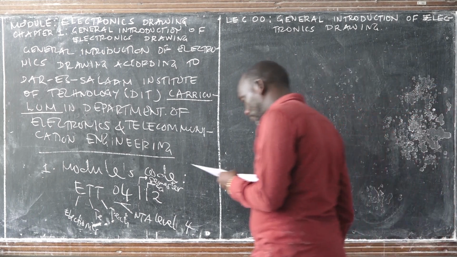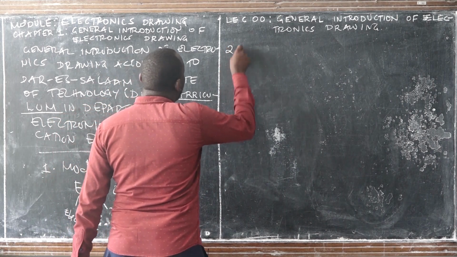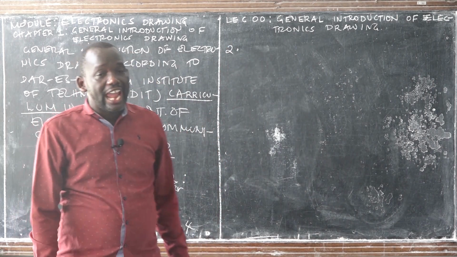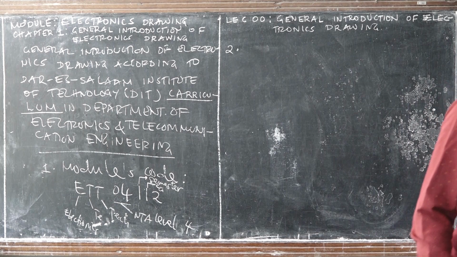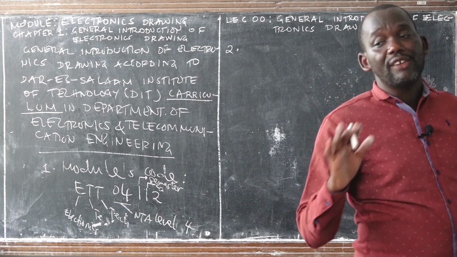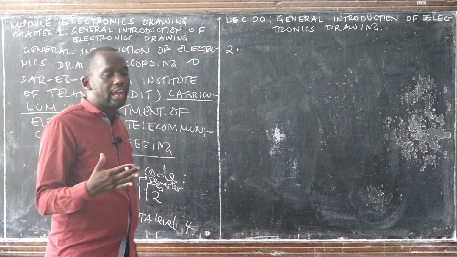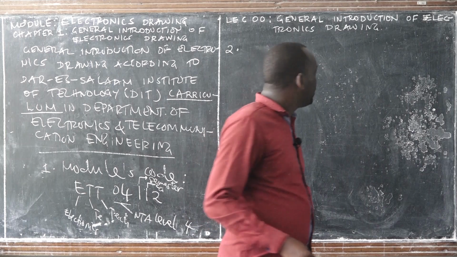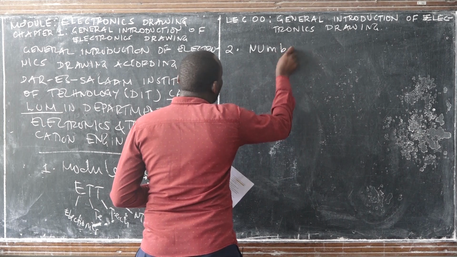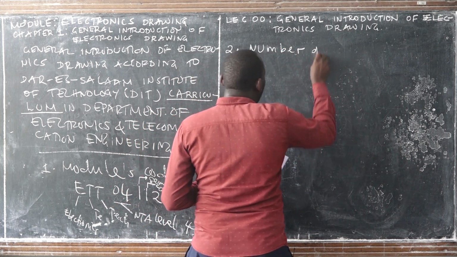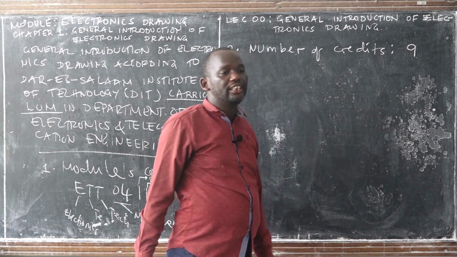Class, I said that you have to support me. Then another important piece of information, number 2: every module has a figure we call credit. Say credit. Credit is very important whenever you want to calculate GPA. Each module has a number of credits. So electronics drawing has a number of credits, and the number of credits for this module is 9.